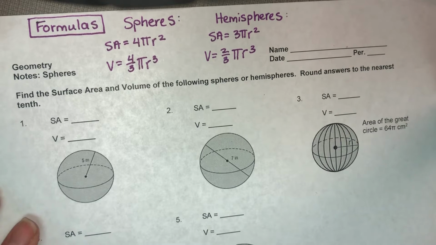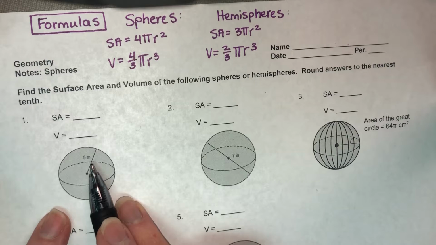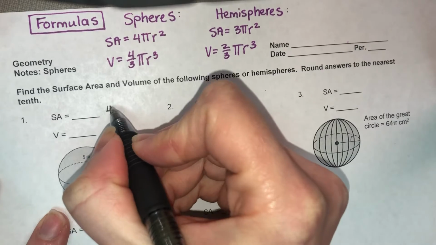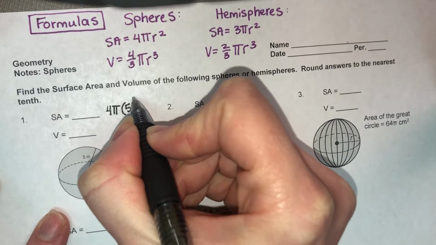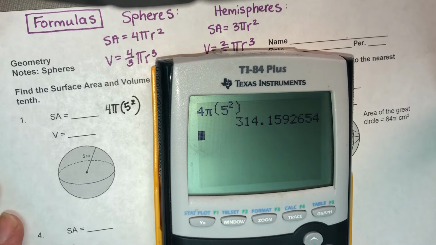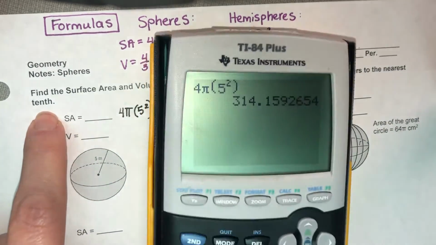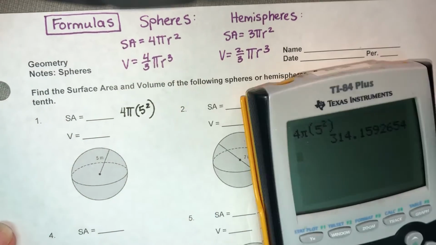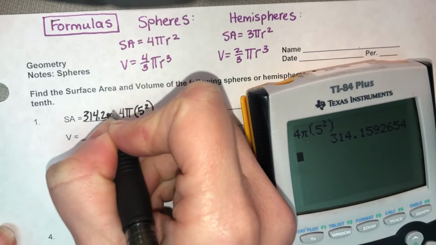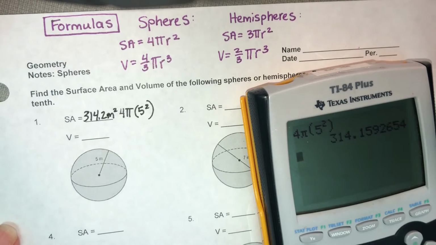Number 1 says we have a sphere with a radius of 5. So to calculate the surface area, we're going to go 4 pi times 5 squared. So in my calculator, I'm going to go 4, hit the pi button, and then times 5 squared. And that gives me 314, we'll round to the 10th place it says, so 314.2. And our units are going to be square meters, meters squared, because that's an area.